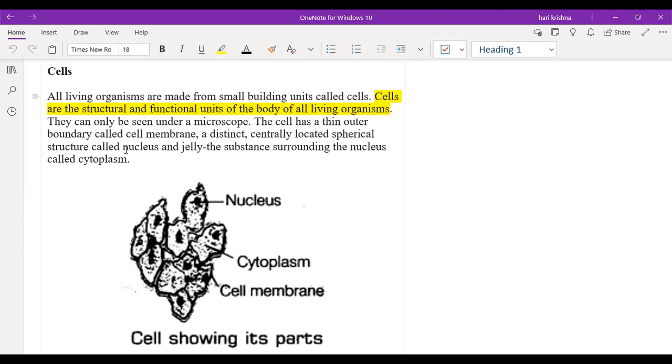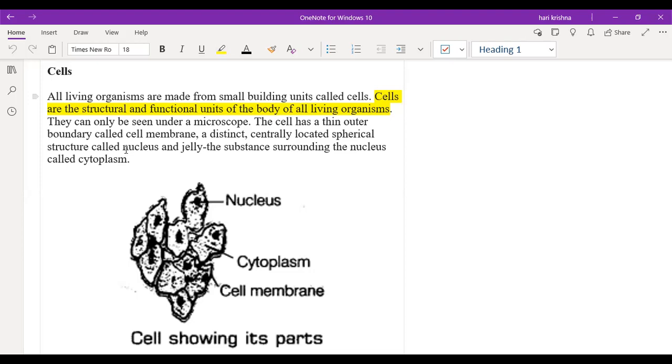If you take one particular cell, it will have the nucleus. It will have the jelly-like substance which is called cytoplasm. Inside the cytoplasm only, these cell organelles will be there, which I told you right now. Lysosomes, ribosomes, Golgi bodies. Next, mitochondria. The mitochondria is the powerhouse of the cell.